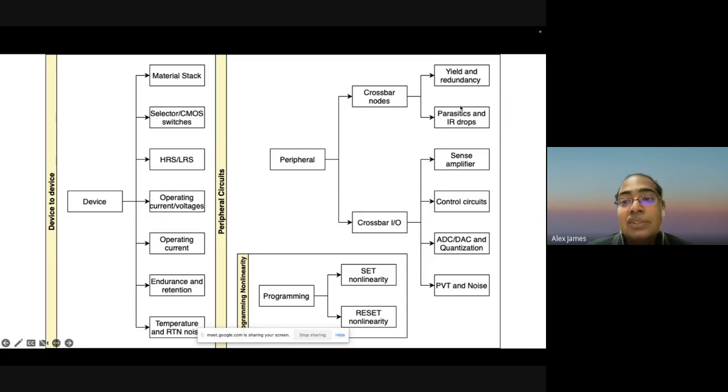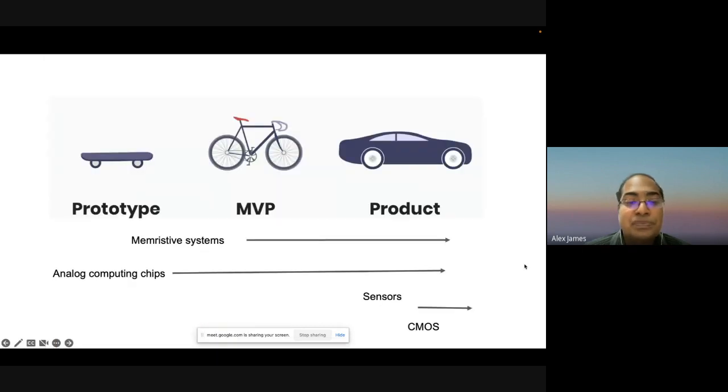Then on the peripheral circuits, you would see all sorts of things in the crossbar nodes: yield and redundancy, parasitics and IR drops. On the output side of the crossbar, you would see the sense amplifier, designing the sense amplifier and the challenges associated with it, control circuits, the ADC, DAC, and other quantization techniques that need to go in, the PVT and noise related things, and programming for the changes in non-linearity that one would observe in the devices. Those are also different challenges.